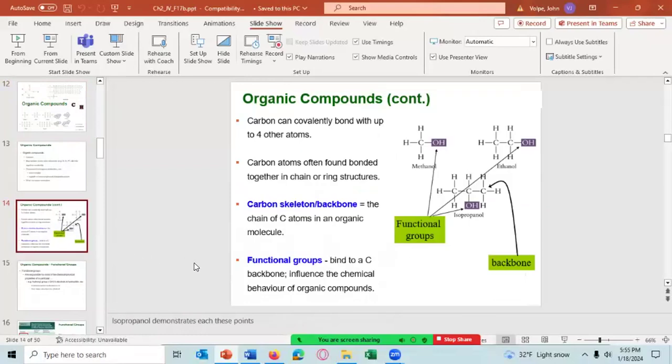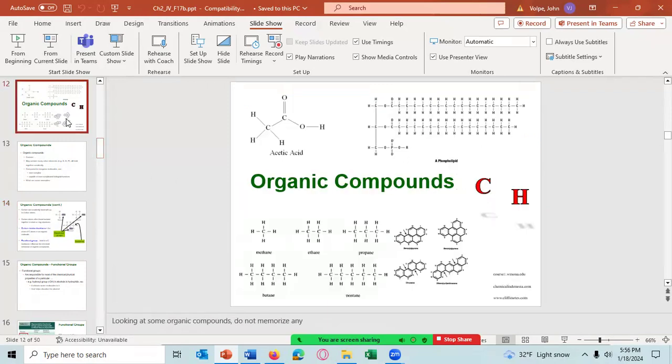We can have functional groups bound to a carbon backbone. These chemical functional groups influence the chemical behavior of organic compounds. And right here, we're seeing methanol and methane. The functional group, the OH group, gives this molecule different chemical properties than this molecule, methane.